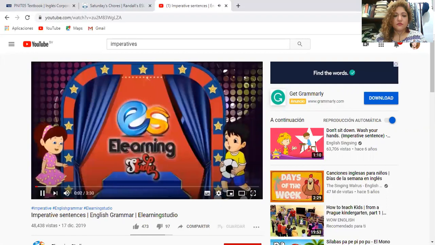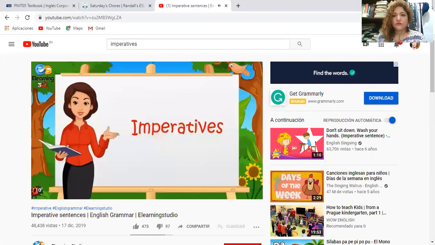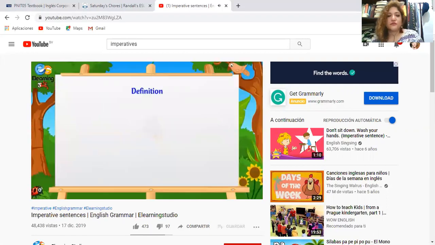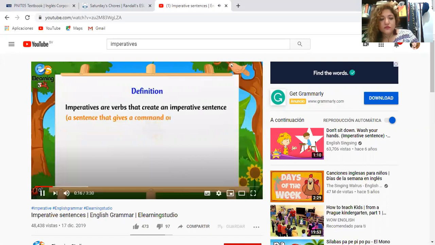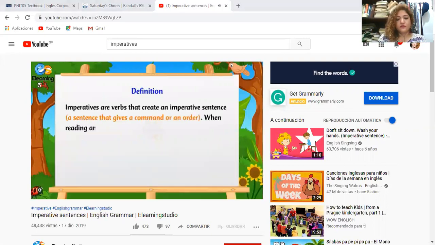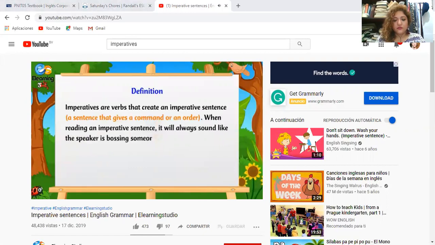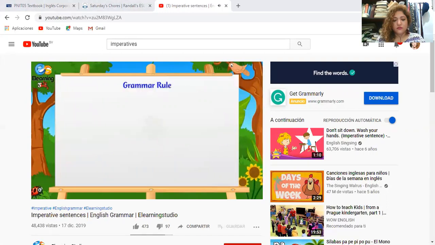E-learning studio. Imperatives. Definition. Imperatives are verbs that create an imperative sentence, a sentence that gives a command or an order. When reading an imperative sentence, it will always sound like the speaker is bossing someone around. Grammar rule. Examples. Sit quietly in the classroom.